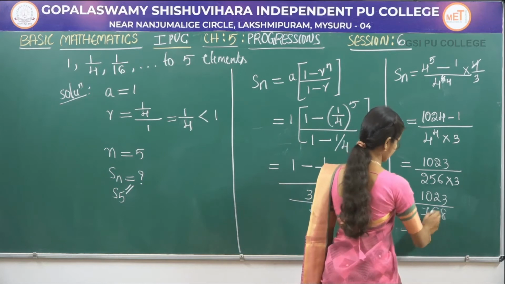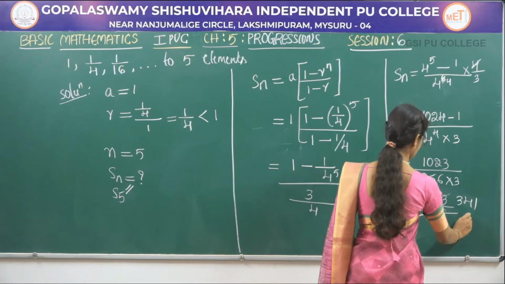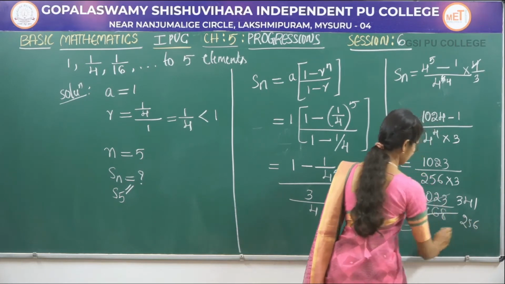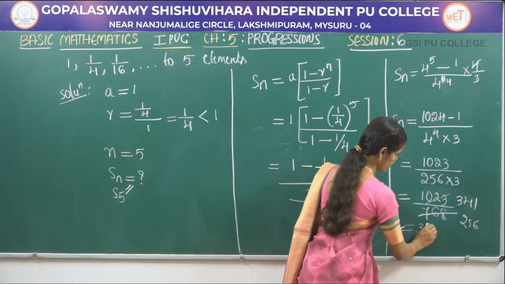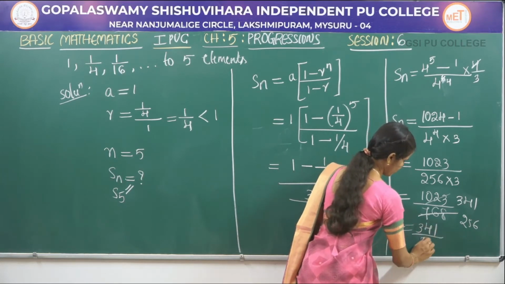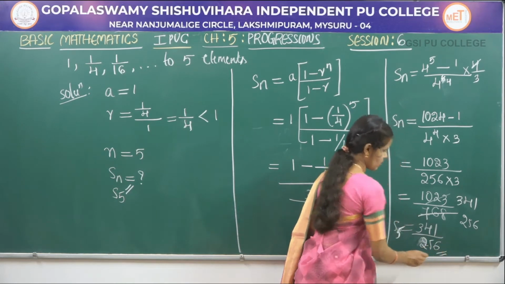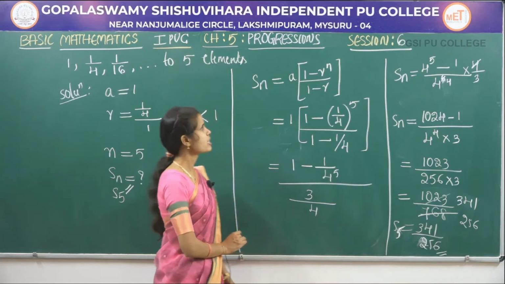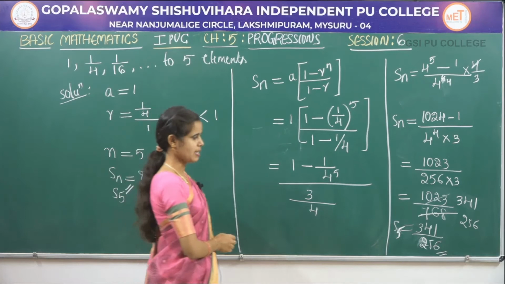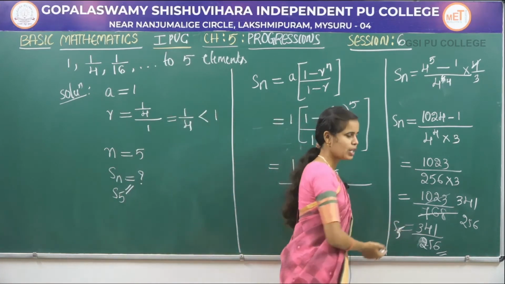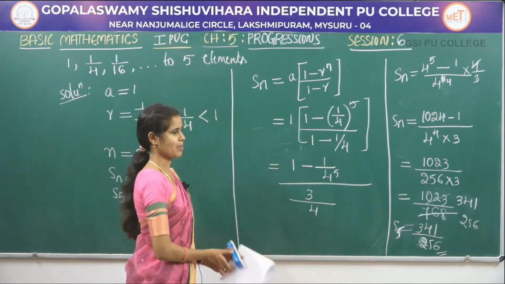Next divide these two terms by 3. So we get 341 here, 256. Therefore Sn, or S5, is equal to 341 divided by 256. So therefore the required sum of the first 5 terms of the given sequence is 341 divided by 256. Okay. Next let us move on to the next problem.